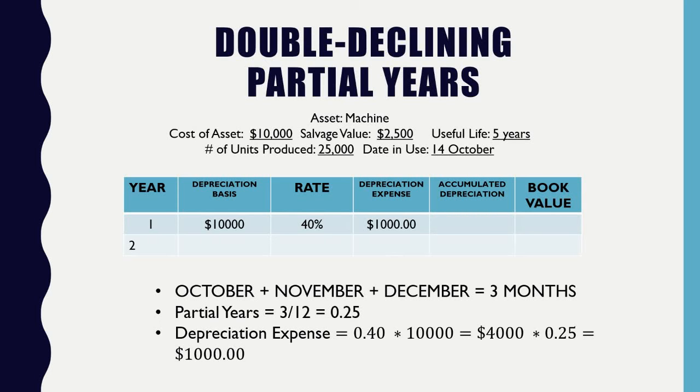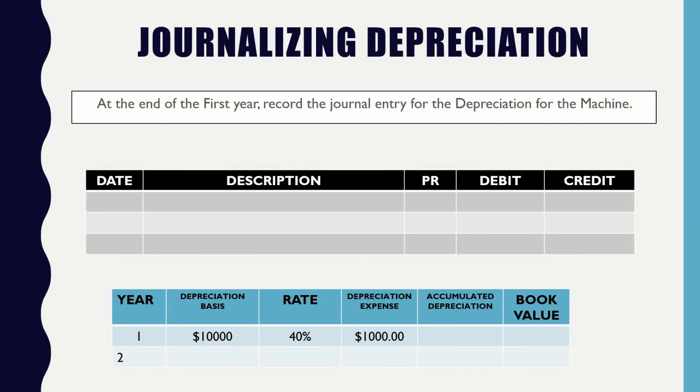Okay. So once again, the accumulated depreciation is 1,000. Then we get the 9,000 as your remaining. Okay. Once again, how are we going to journalize this entry? How are we going to journalize the depreciation for the first year?